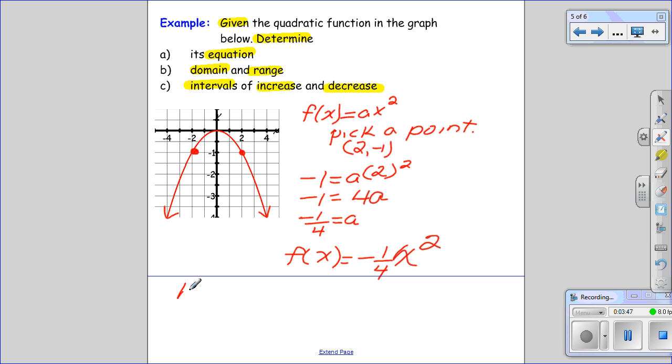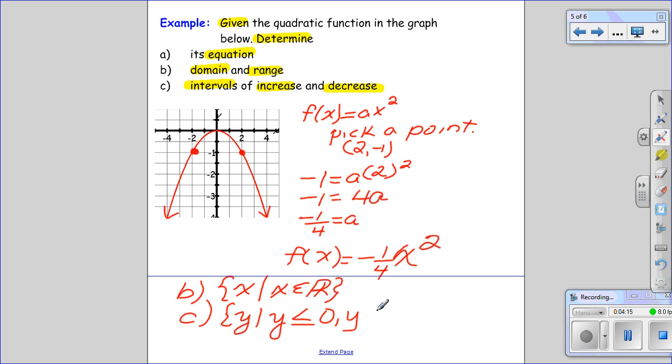The domain, of course, it's a quadratic. If I think about the equation, I can take any number I want and square it and multiply it by -1/4. So the domain is just {x | x ∈ ℝ}. And the range, well, y doesn't go above 0. If I look at my graph, there's no y values up here. They're all less than or equal to 0. So I have to put that in there, {y | y ≤ 0, y ∈ ℝ}. And it touches everything, so it's an element of the real numbers.